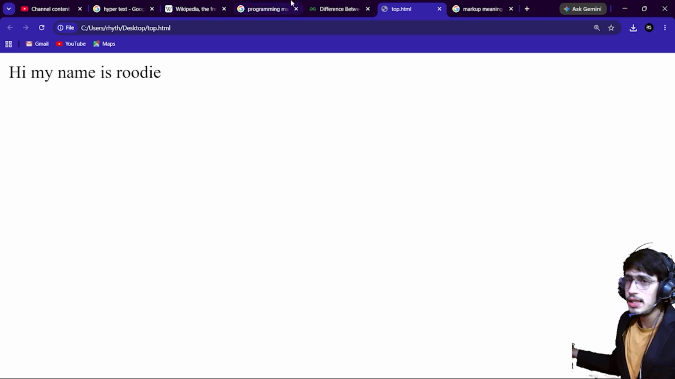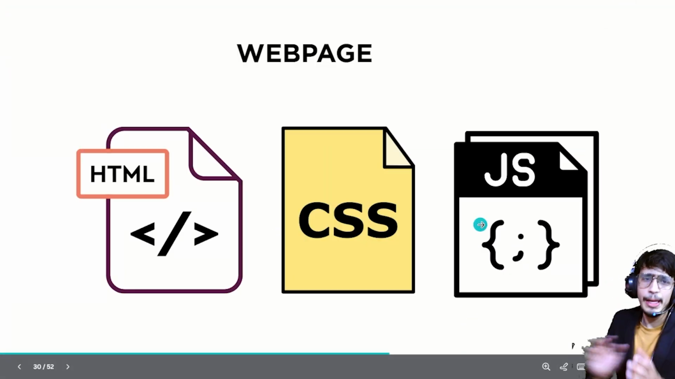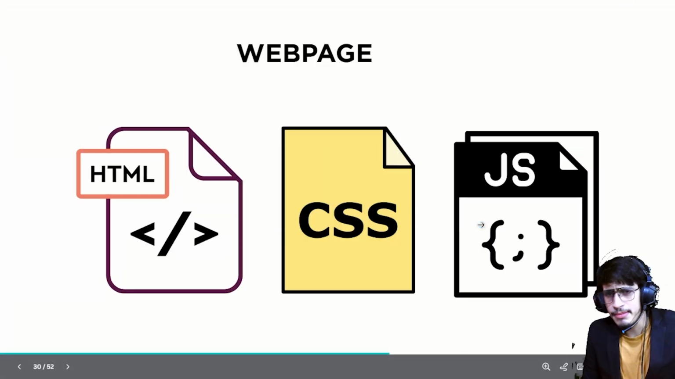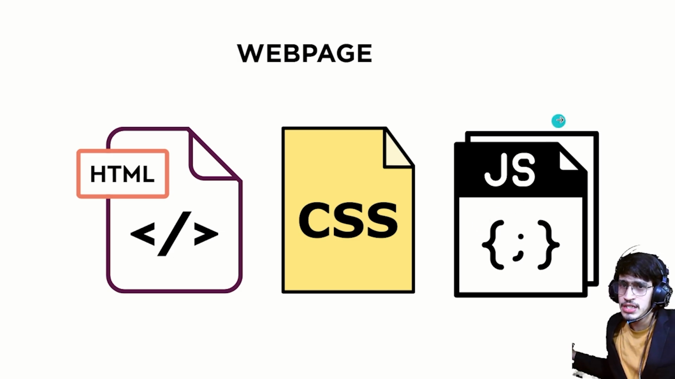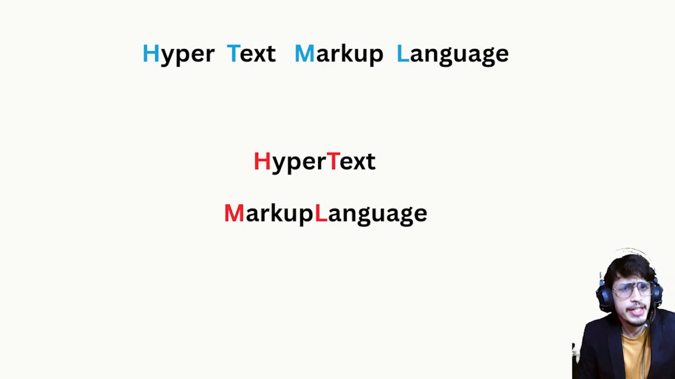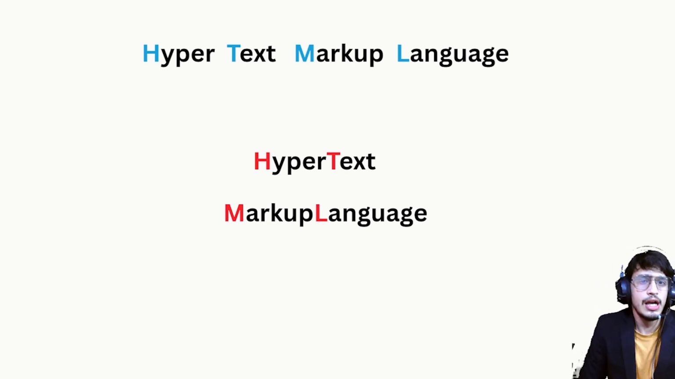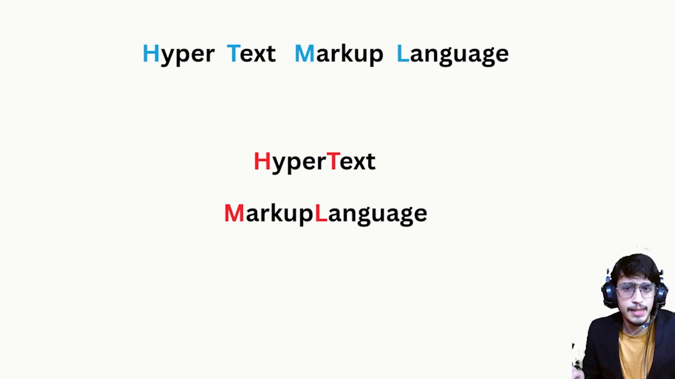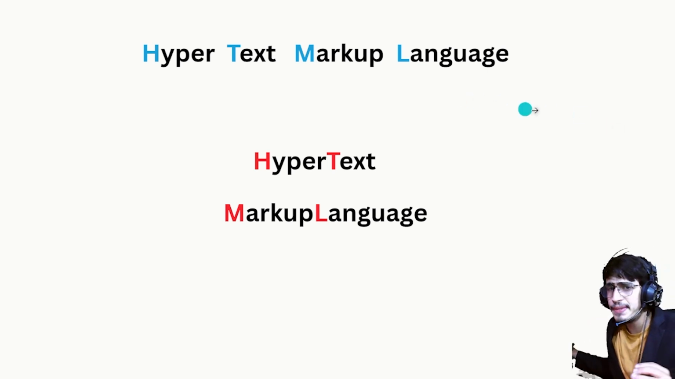Okay, now we know that using only HTML we can make a web page. So let's see what is HTML. HTML stands for Hypertext Markup Language. So this has two things: one is hypertext and one is markup language. Let's see what is hypertext first.